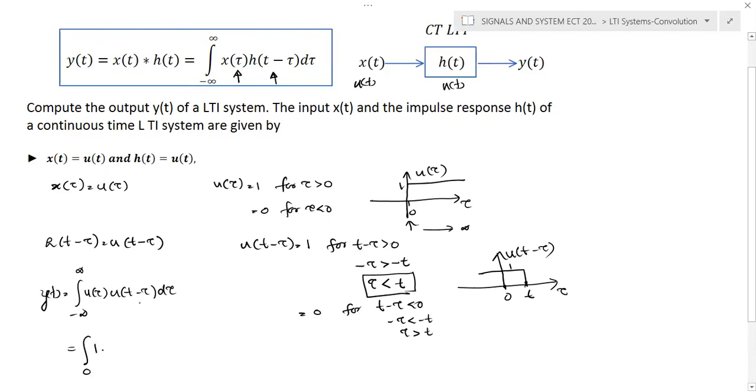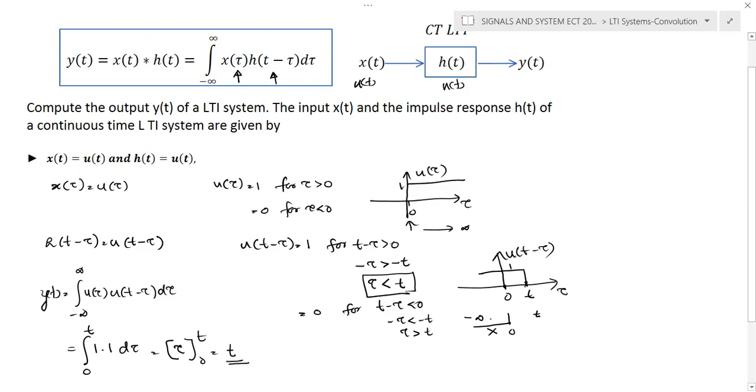So we can start from 0 onwards, that is 1. And for the second signal u of t minus tau, we know that it's from minus infinity to t. But we already limited our integration to start from 0, so we don't want to consider this region. So we can go from 0 to t. That's the common region, 0 to t. The function magnitude is 1 d tau, so 1 into 1 is 1. If you integrate 1, you will get tau, because here the variable is tau, and it's from 0 to t. And now we can see that it's equal to t.